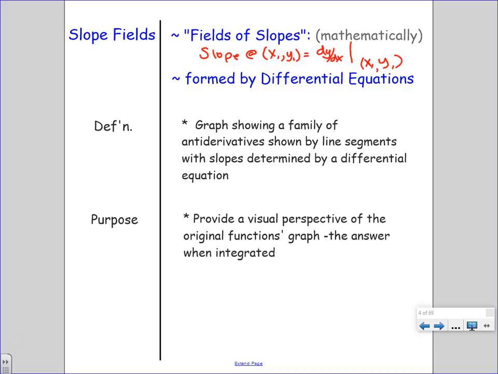In order to find the slopes, we need the differential equations. Okay, so that makes sense. Slope fields are based upon differential equations, as shown in the definition down below. They're showing the family of antiderivatives as indicated by line segments with slopes determined by the differential equation, which I like to affectionately call the baby tangents. Lots of baby tangents. A whole field full of them. And then put them all together, and we provide a visual perspective of the original function's graph when integrated. And once again, why is that useful? Differential equations are not always able to be integrated, at least not with our methods.